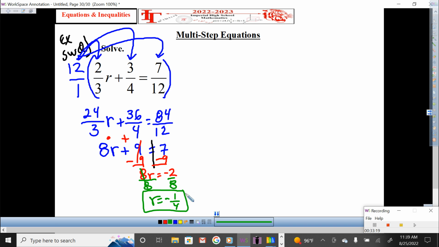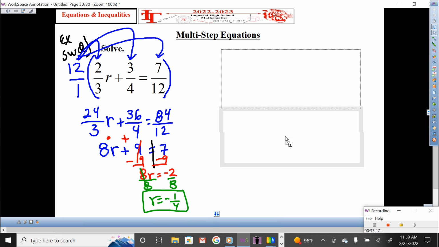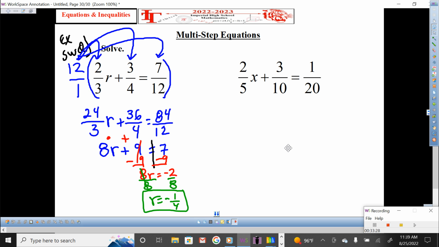Are we good? Yes? All right, let me give you one to do by yourself. This is example, let's do example Power Rangers Cube. There you go, Power Rangers Cube. 2/5 x plus 3/10 equals 1/20.